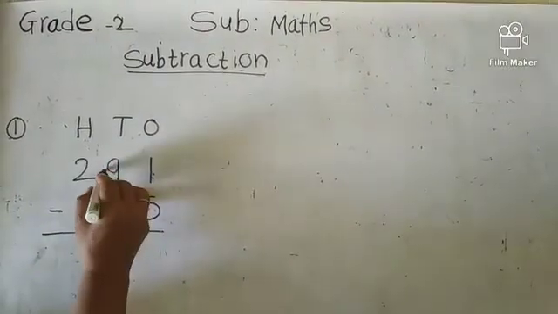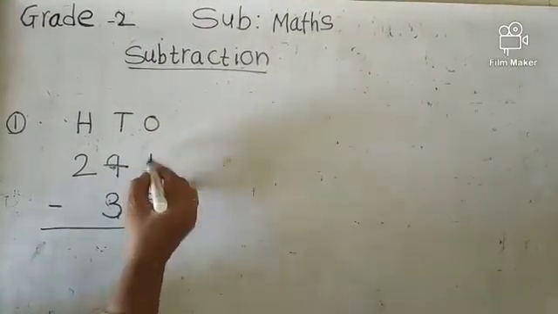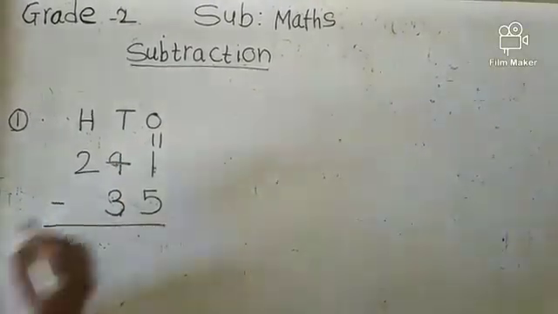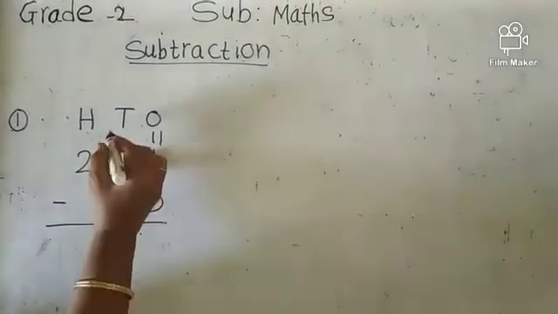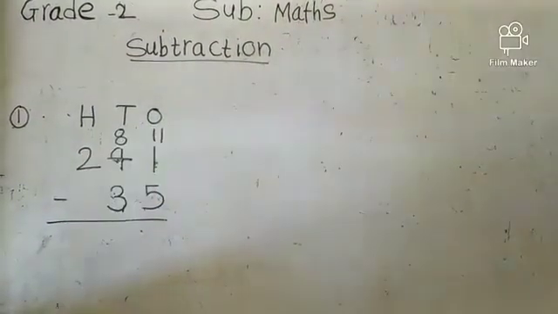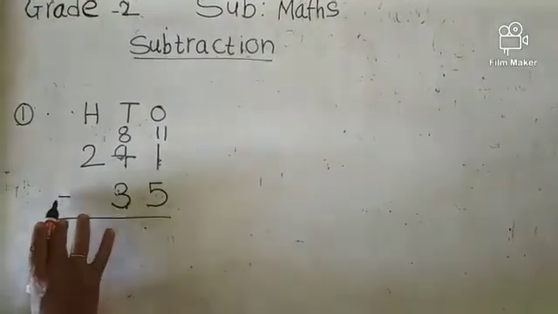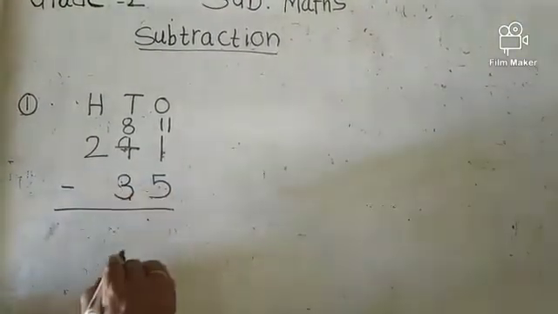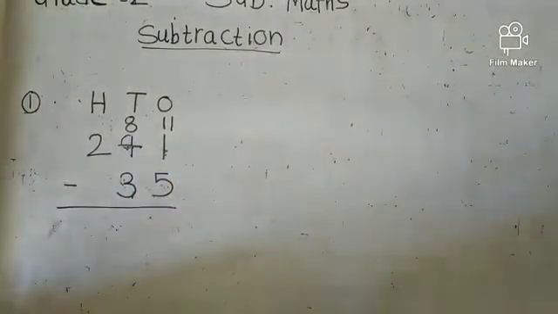Here we will borrow from the tens place to the ones place. This is 1 and 1 tens means 11. And here we gave 1 tens to ones place. So here remains 8. Now we have 11 minus 5. So from 11 minus 5 we have to do subtraction here.